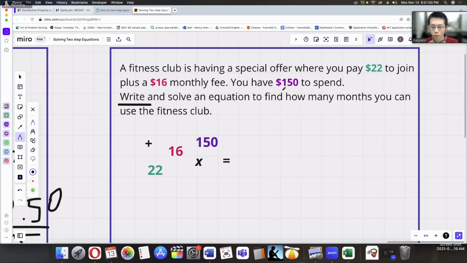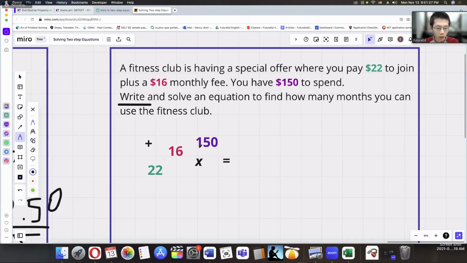I don't actually have $150 on me right now, but you could have $150 on you and might encounter a problem like this someday. But let's say this is happening to you right now. You want to work out and you have $150, and you want to find out how many months you can actually use this fitness club for.